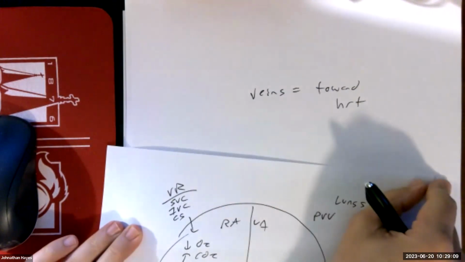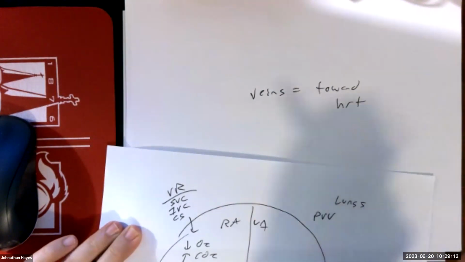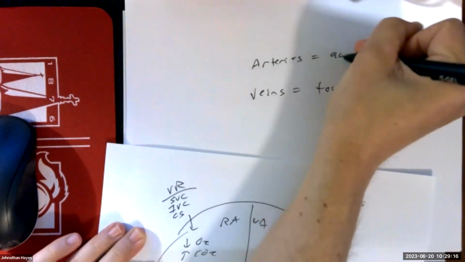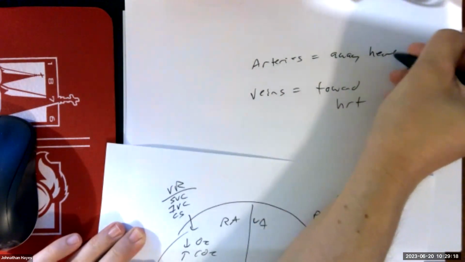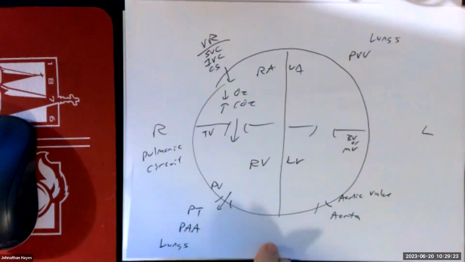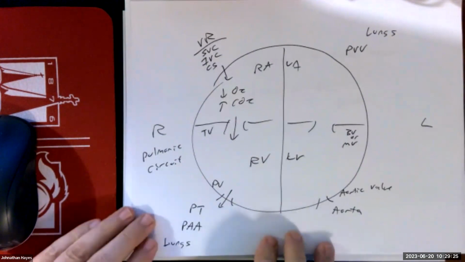But veins are always going to carry blood toward the heart, okay? So that's the two things we remember. Arteries carry blood away from the heart, right? Veins carry blood toward the heart. Just remember that. Don't worry about oxygenated versus deoxygenated because it gets switched in pulmonic circulation.